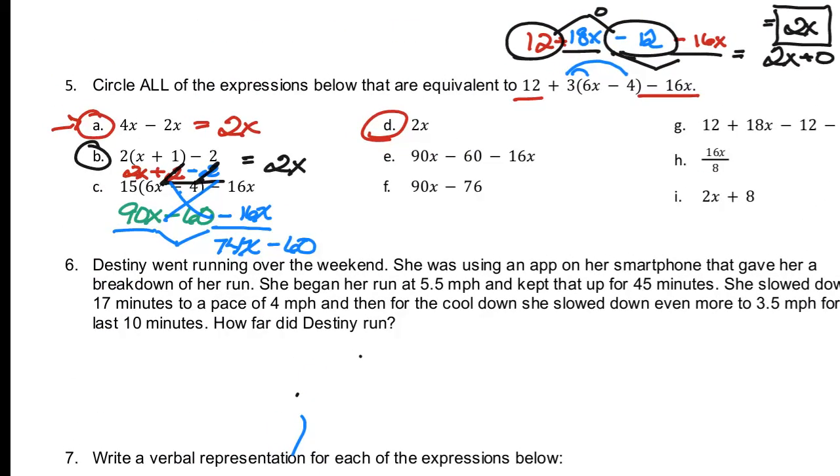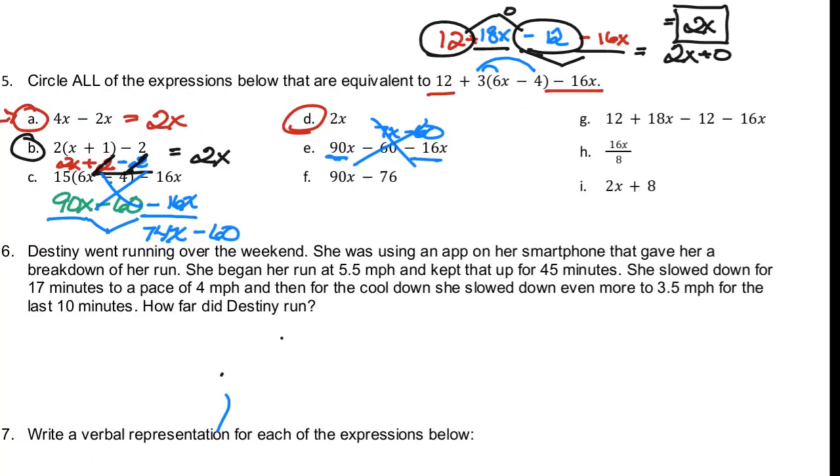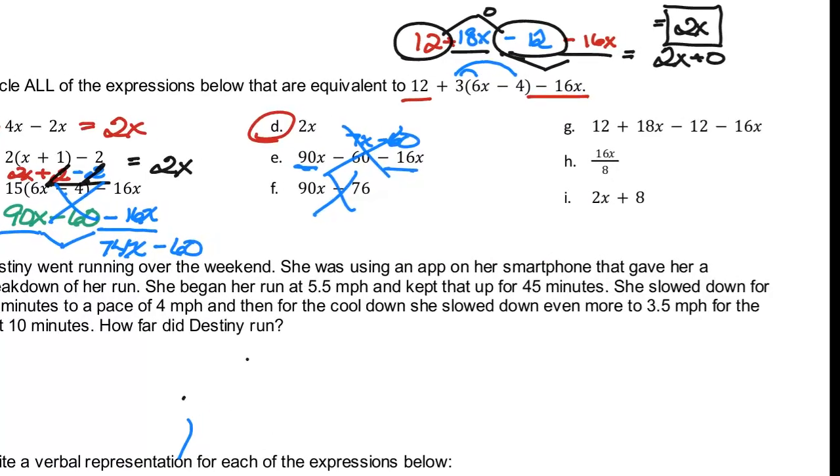All right, we already said D was equivalent. What about letter E? Is that equivalent? Yeah. No, you've got 90x minus 16x. That's 74x minus 60 again. So that's not equivalent. So that's a big no. And I really like putting x's on stuff that you know do not work. It's a good visual for you saying, don't even think about this one. What about F? No. What about G?